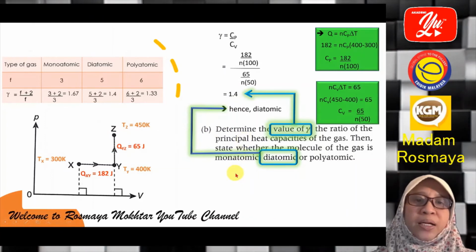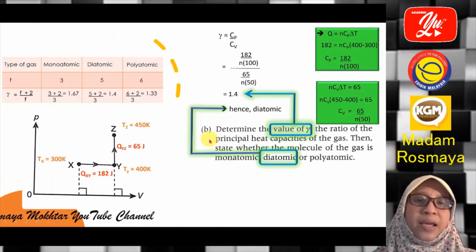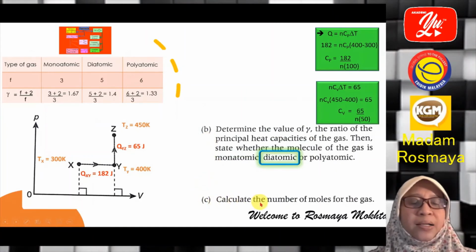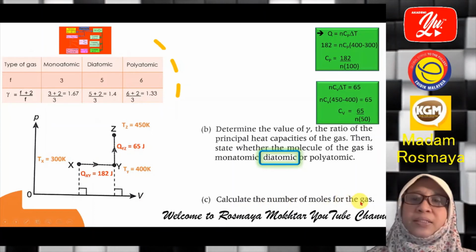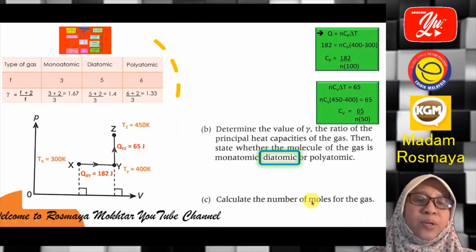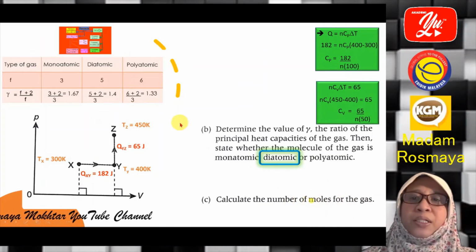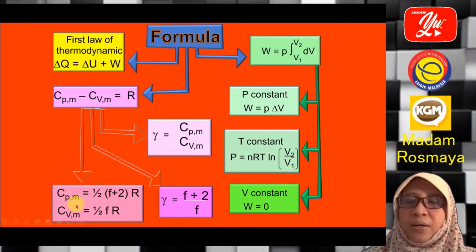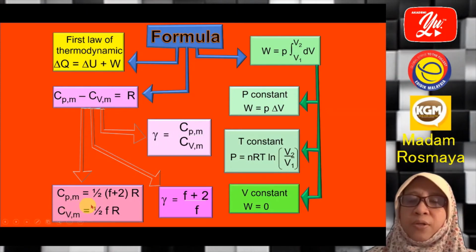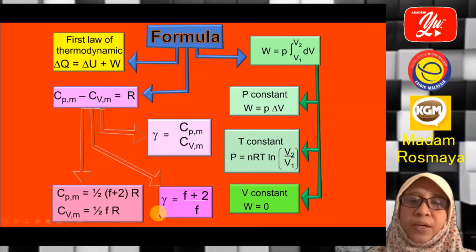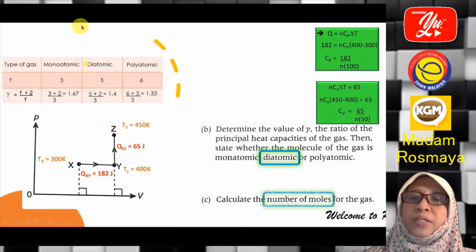So done for question B. So next we calculate C. For C, we are going to calculate the number of moles of the gas. So that means n. We are going to calculate n. So refer to the equation here. We need to use the relationship between molar heat capacity at constant pressure or constant volume with the degree of freedom, F. So we are going to use this equation.